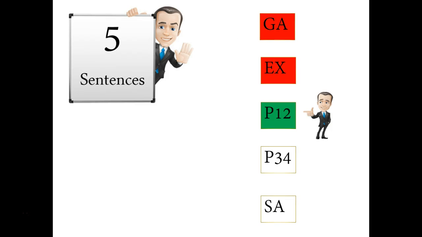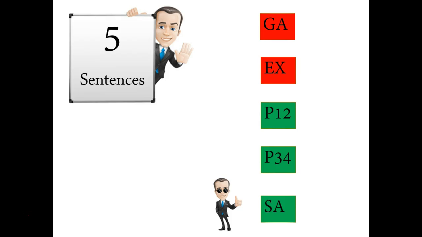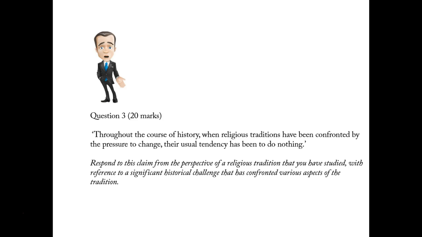Then an outline of paragraphs 1 and 2. Next an outline of paragraphs 3 and 4. And finally a specific answer to the question. Let's do an example, shall we? We'll use question 3 from the 2014 exam as our prompt.